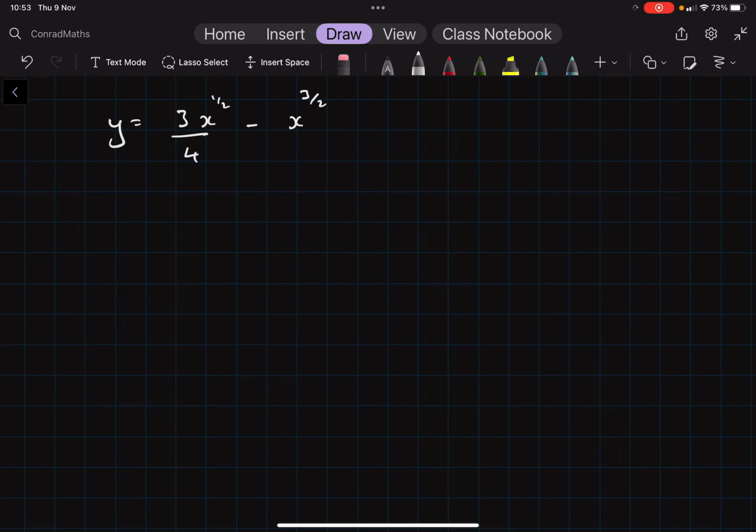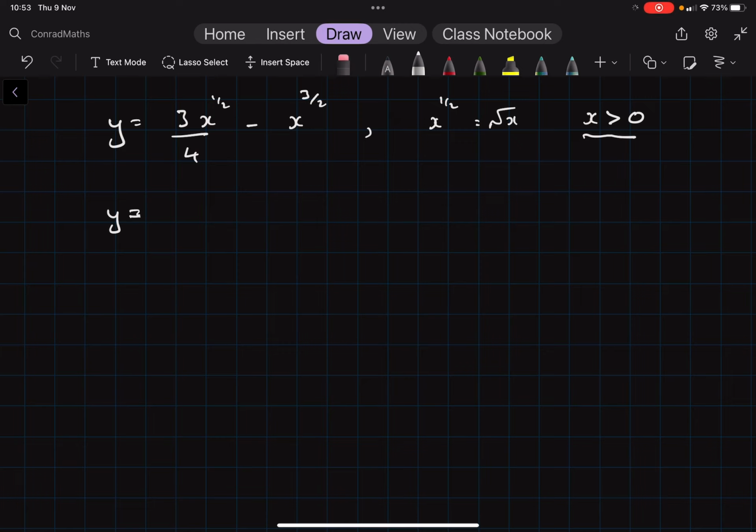Now, it doesn't say this in the question, but just to note, we're taking the square root of x, that's x to the half. So just to remind you, x to the half is the same as the square root of x. So we're taking the square root of a number, and we can't take the square root of negative numbers. So for this question, x is greater than 0. Okay, so we're finding the nature of the turning point.